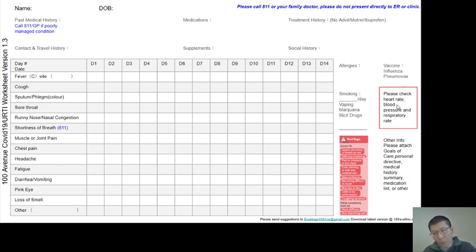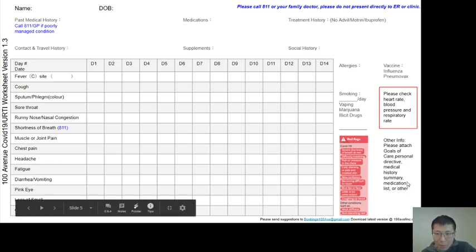You should also probably check your heart rate, blood pressure, and respiratory rate if you can do so. That can help the healthcare provider assess how severe your condition is, especially if you're calling for a phone or video assessment. Respiratory rate, that's something you can count, how many times you breathe per minute. If you have an oximeter, you can also measure your oxygen saturation and report it.